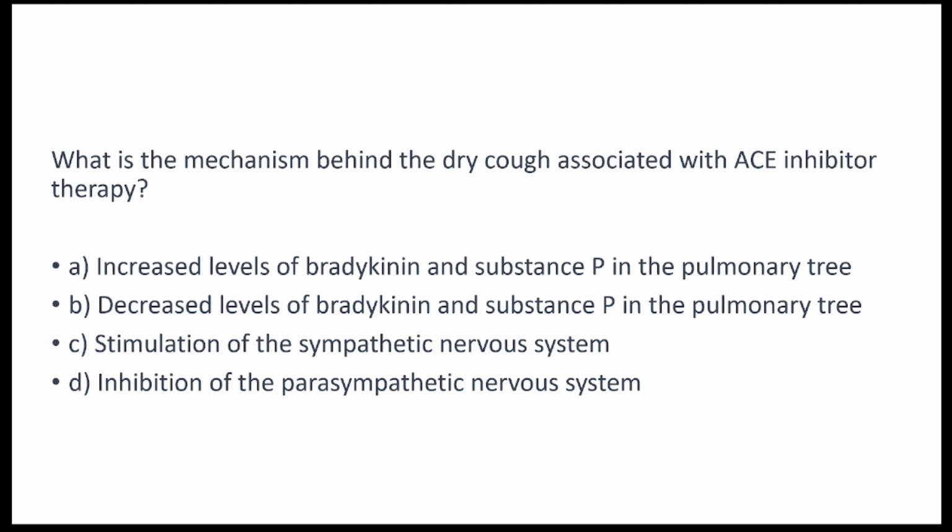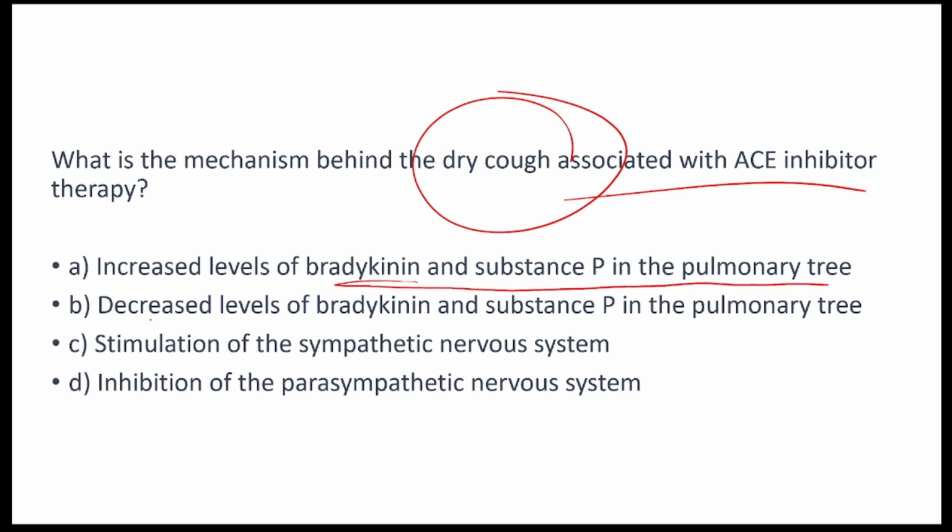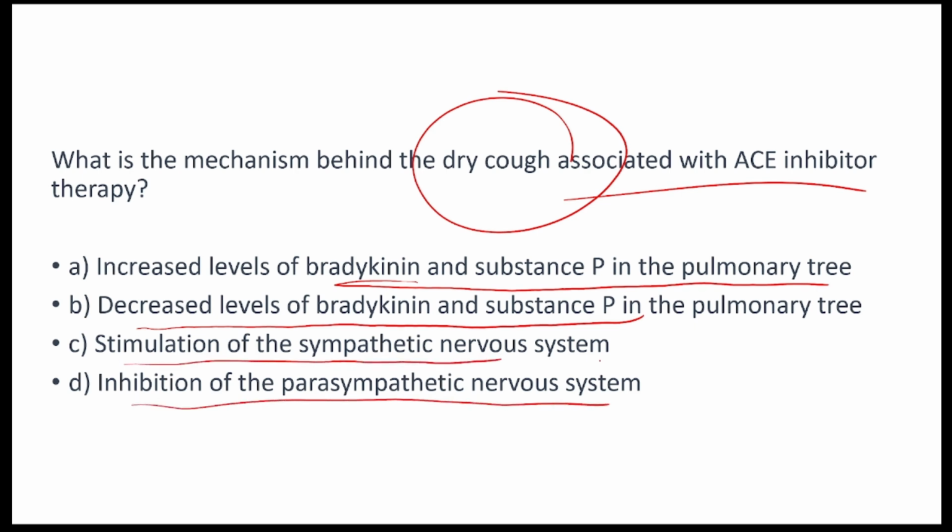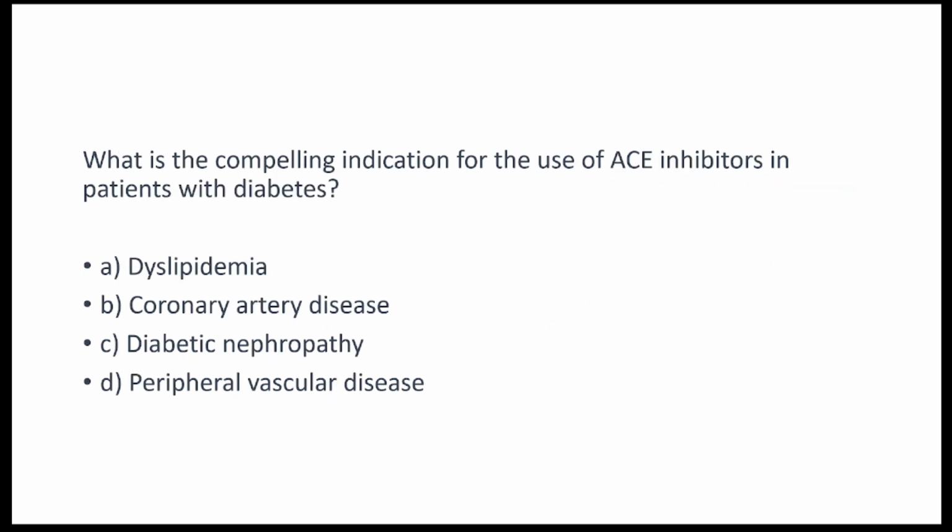Okay, what is the mechanism behind the dry cough associated with ACE inhibitors? A: increased level of bradykinin and substance P in the pulmonary tree. B: decreased level of bradykinin and substance P in the bronchial tree, stimulating the sympathetic system or inhibiting the parasympathetic system. If you choose A, you are correct. So, increased level of bradykinin and substance P in the pulmonary tree. Okay, what is a compelling indication for using ACE inhibitors in patients with diabetes?